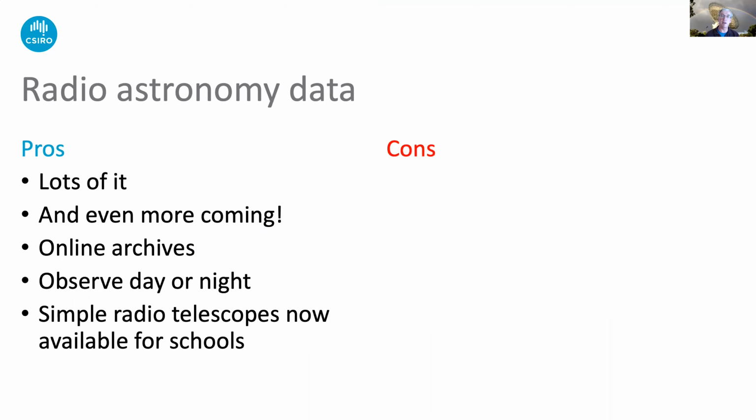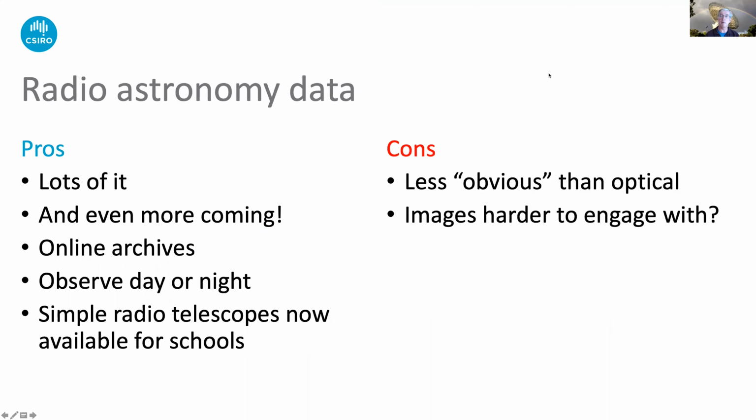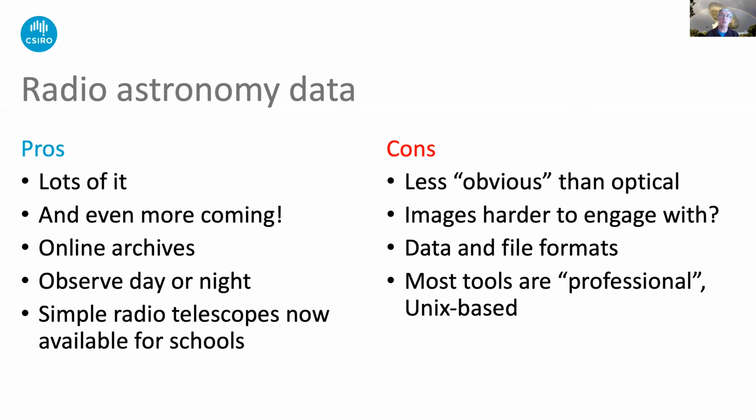But there are some disadvantages with the data. It's less obvious than optical. We don't see things with our eyes. With radio waves, the images and data can be harder to engage with just through lack of familiarity. File formats can pose problems to the uninitiated. The tools mostly still are those for professional astronomers and are Unix-based, and that can pose challenges. And we can have extremely large file sizes.